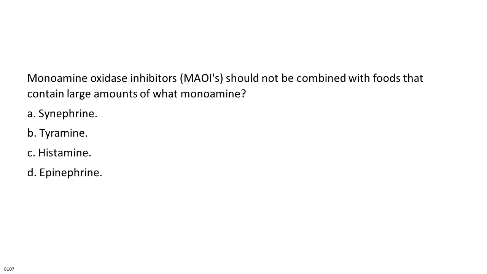Monoamine oxidase inhibitors, MAOIs, should not be combined with foods that contain large amounts of what monoamine? A. Synephrine. B. Tyramine. C. Histamine. D. Epinephrine.